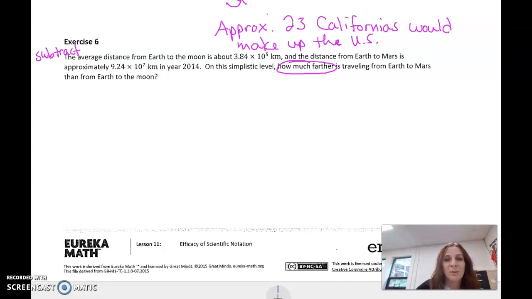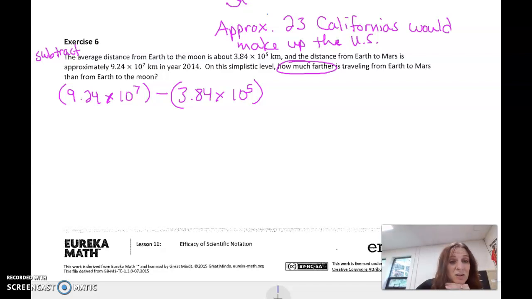So I'm going to look at my exponents here. It's longer to Mars. So I'm going to go 9.24 times 10 to the seventh. So I'm rushing, getting sloppy. Minus 3.84 times 10 to the fifth. Now, adding and subtracting, we have to have the same power of 10. We don't have that here, so I'm going to break them down into the smaller one, and I want to rewrite this with a 10 to the fifth. Well, that would make this 10 to the second. Same base multiplying, we add the exponents.